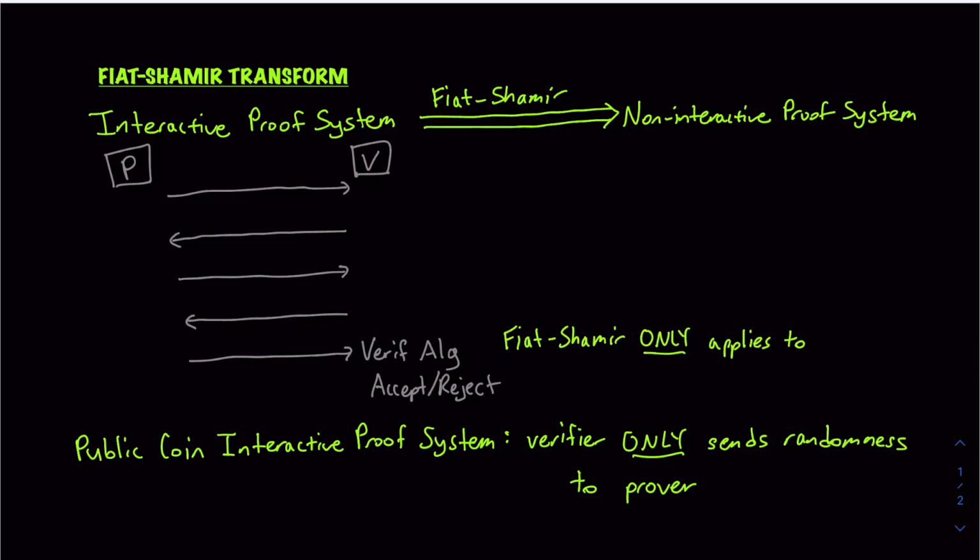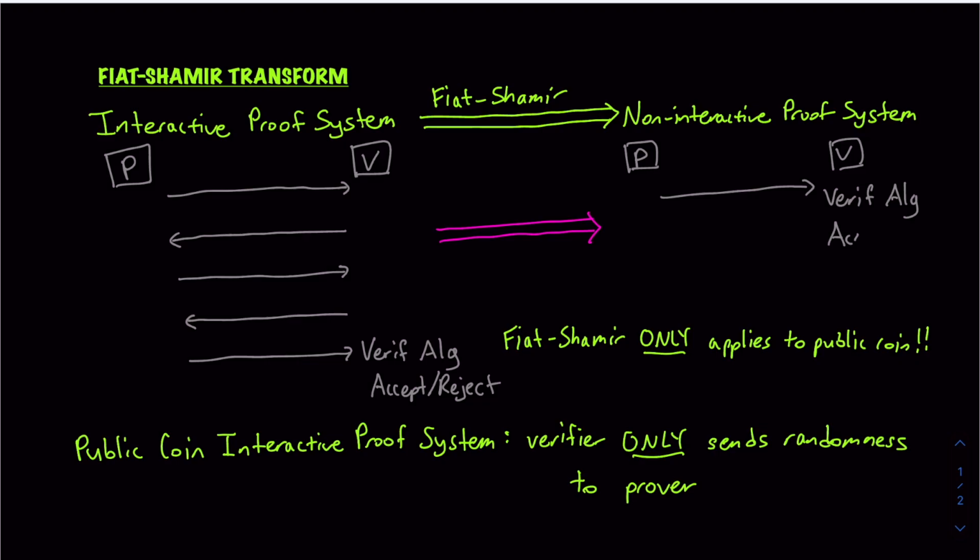So to summarize, what Fiat-Shamir tells us is that assuming that we can treat cryptographic hash functions as random, any public coin interactive proof can be converted into a non-interactive proof. Visually, you can think of Fiat-Shamir as taking an interactive back and forth protocol and turning it into a single one-shot proof. In picture form, we turn this into this. With that intuition in mind, let's see how this actually works by walking through an example.